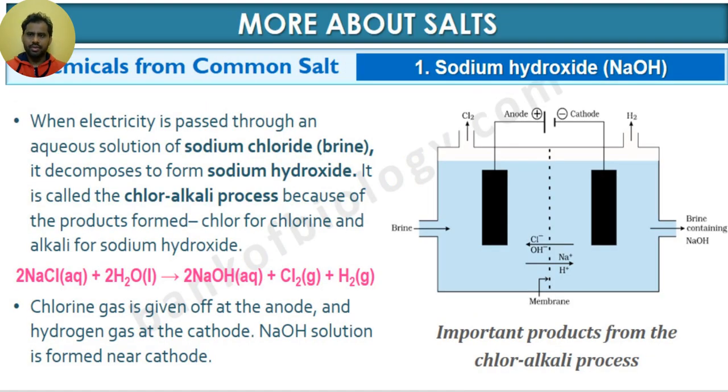Let's move ahead and see what chemicals we get from common salt. First, we get sodium hydroxide, NaOH. How are we getting NaOH? When electricity is passed through an aqueous solution of sodium chloride, also known as brine. Brine means NaCl solution in aqueous form, and that is called brine.